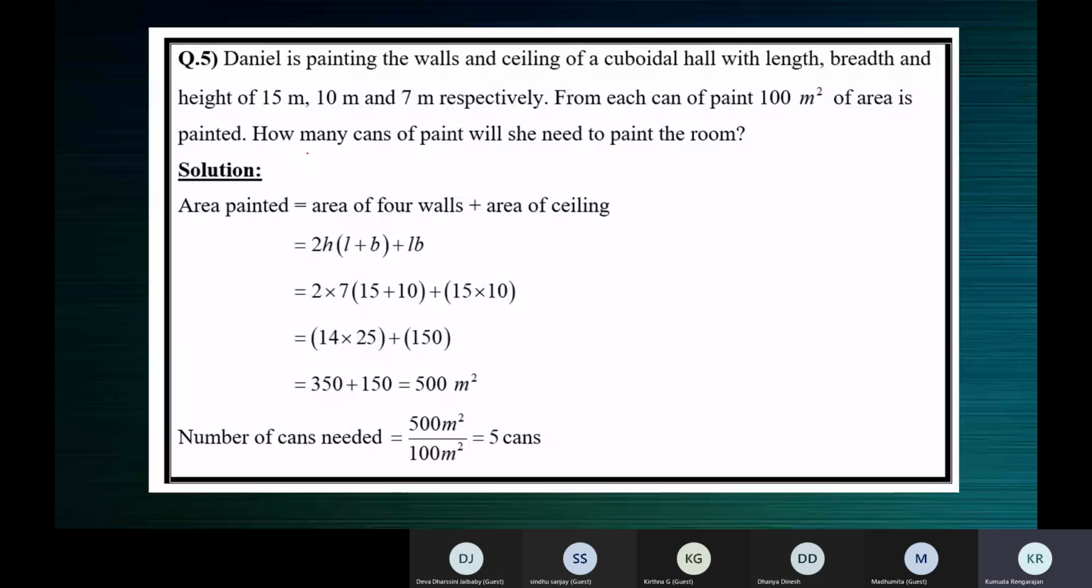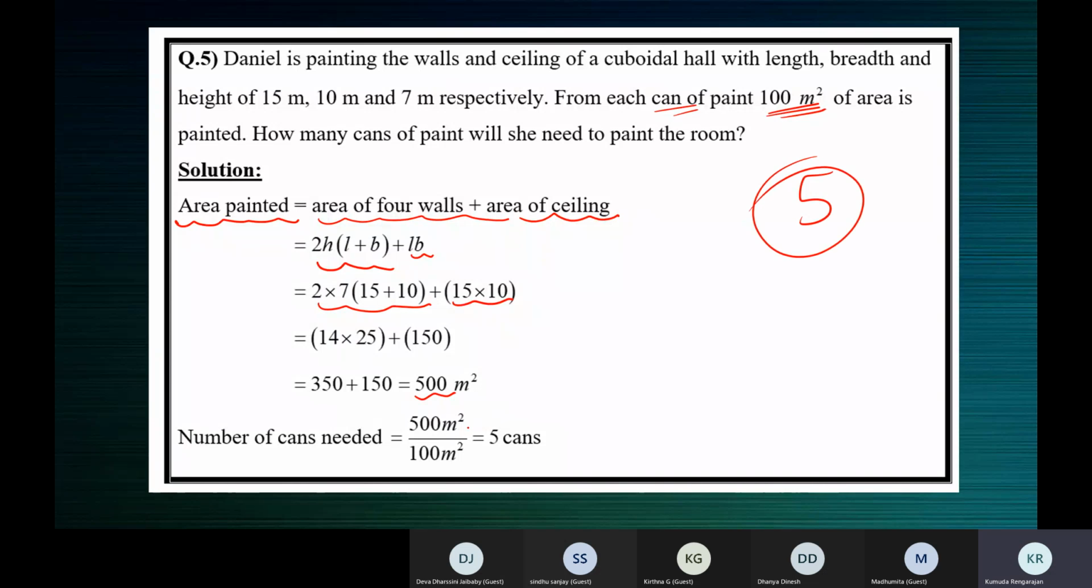Find the area to be painted. It's the area of the walls and the area of the ceiling, which is 2h(l plus b) plus lb. The ceiling is lb. Here I've substituted the values, and the area of the 4 walls and the ceiling is equal to 500 meters square. From one can of paint, you can paint 100 meters square. So you need to buy 5 cans to paint 500 meters square, which is 500 meters square divided by 100 meters square, 5 cans.